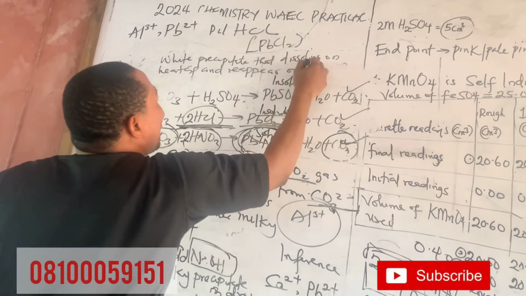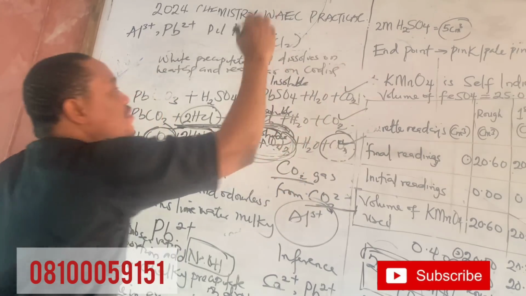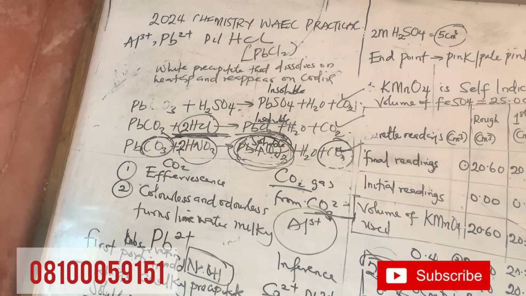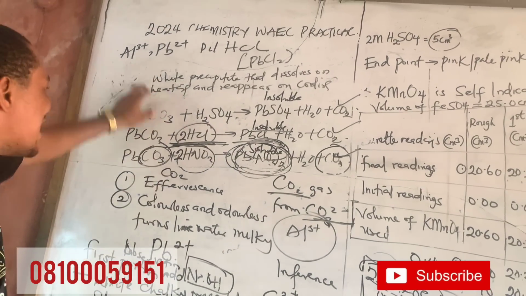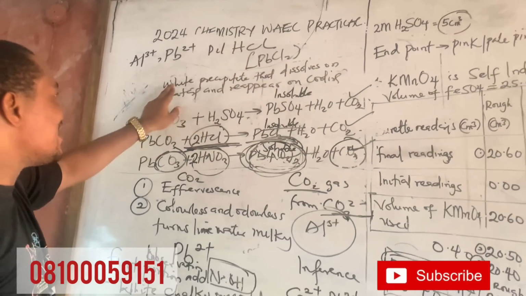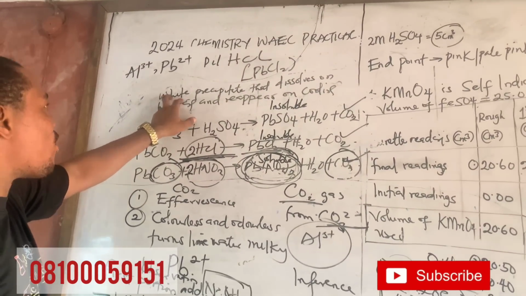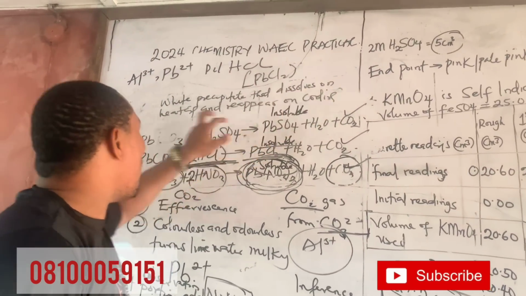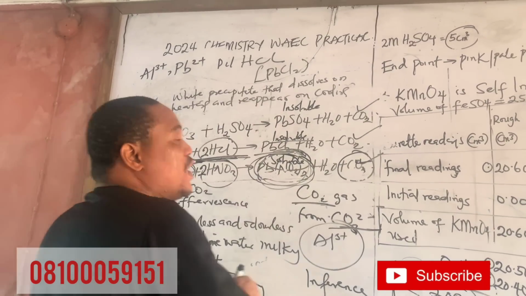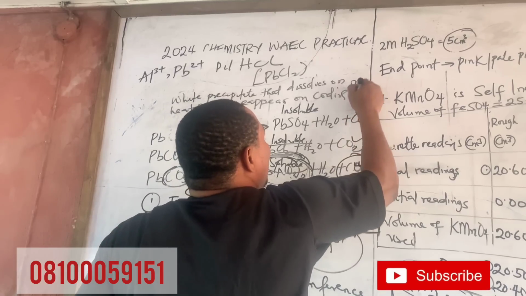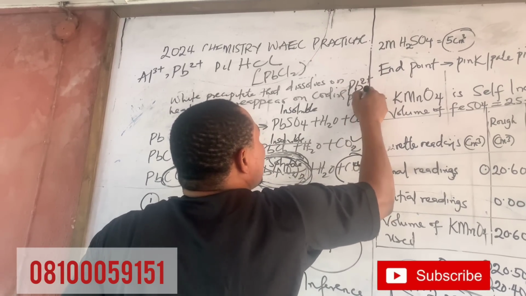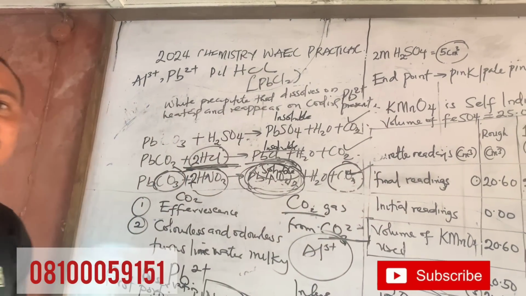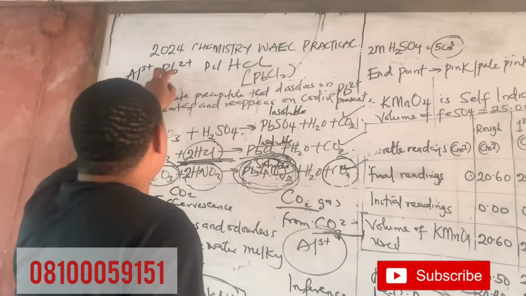I'm giving you a hint. So if they ask you to add HCl, this is the observation we are expecting: white precipitate that dissolves on heating and reappears on cooling. Why? Our inference will now be Pb2+ present. That's one of the tests to differentiate this from this.